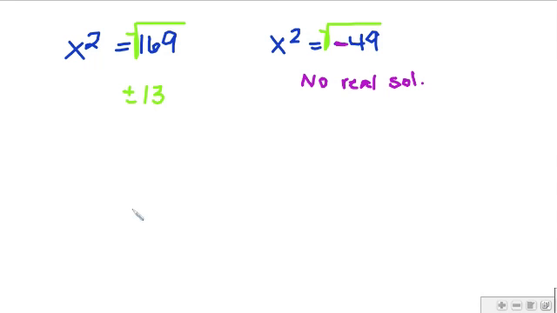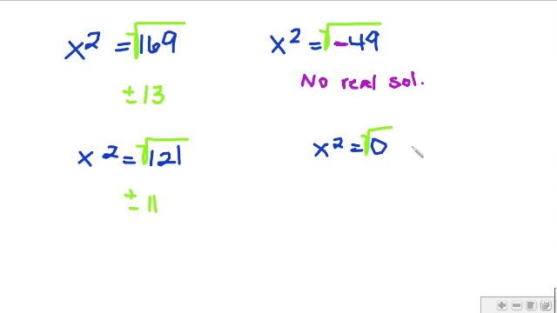Okay? Let's say you have x squared equals 121. All right, again, we're going to take the square root. The square root of 121 is going to give me the answer plus or minus 11. And last one, let's say you have x squared equals 0. So we're going to take the square root of 0, and since 0 is neither positive nor negative, the answer is just 0. It doesn't get the plus or minus with it.